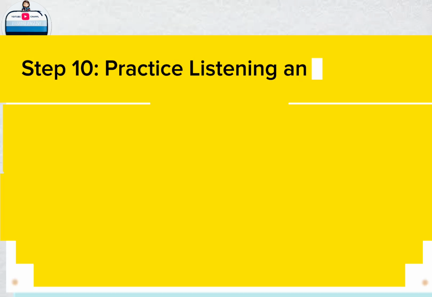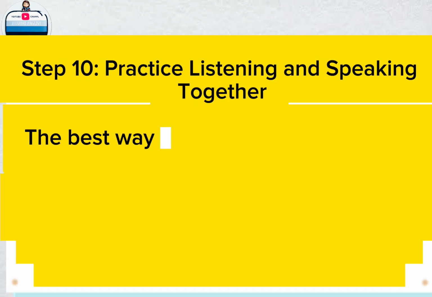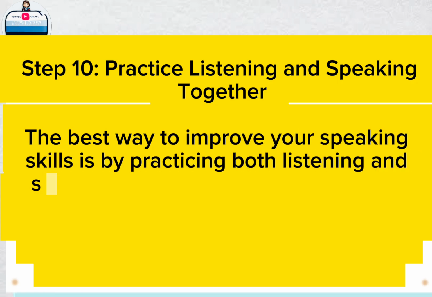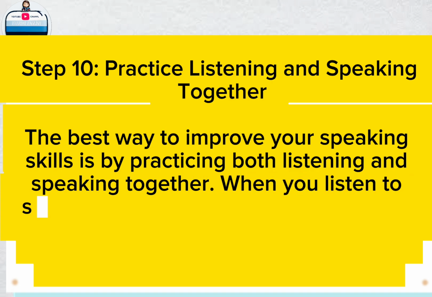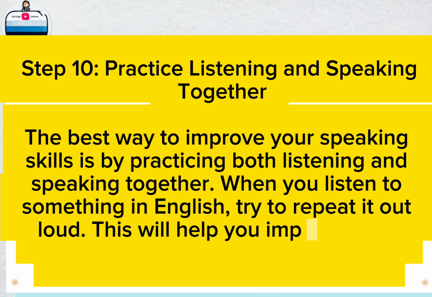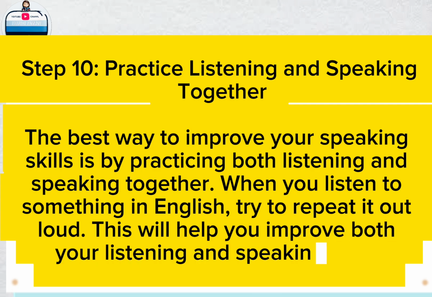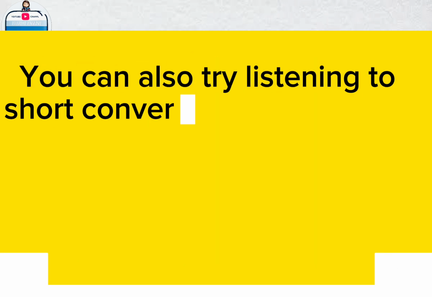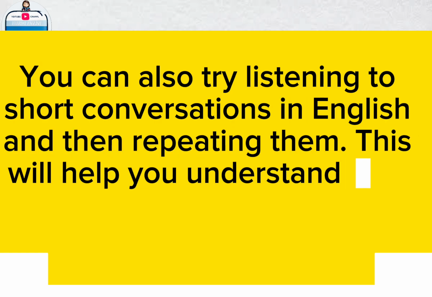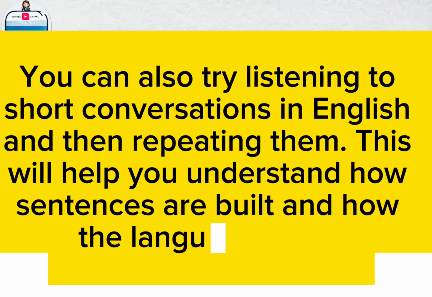Step 10. Practice listening and speaking together. The best way to improve your speaking skills is by practicing both listening and speaking together. When you listen to something in English, try to repeat it out loud. This will help you improve both your listening and speaking skills. You can also try listening to short conversations in English and then repeating them. This will help you understand how sentences are built and how the language flows.